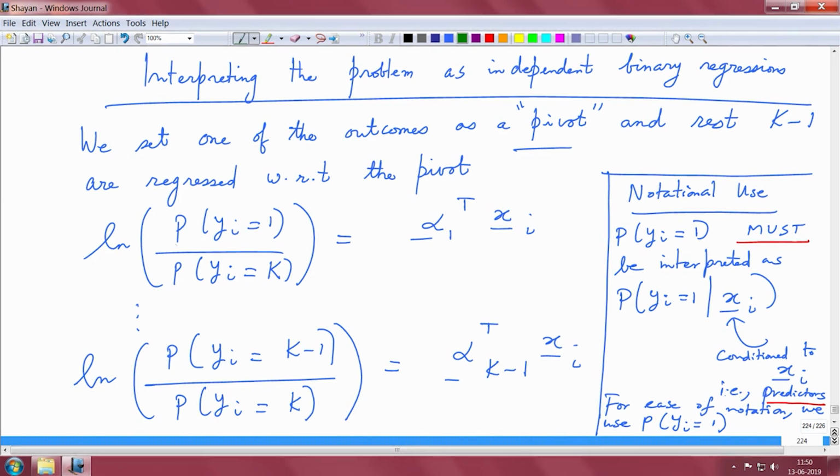Now the log of this sort of likelihood, keeping the outcome k as a pivot. So this is our pivot. We get this as alpha 1 transpose xi, and doing this for all the cases we have the log of the probability of yi equal to k minus 1 divided by the probability of yi equal to k is alpha k minus 1 transpose times xi. So we have all these terms that are listed here.